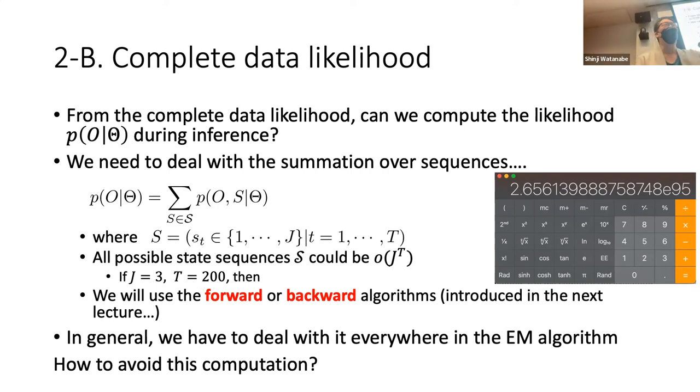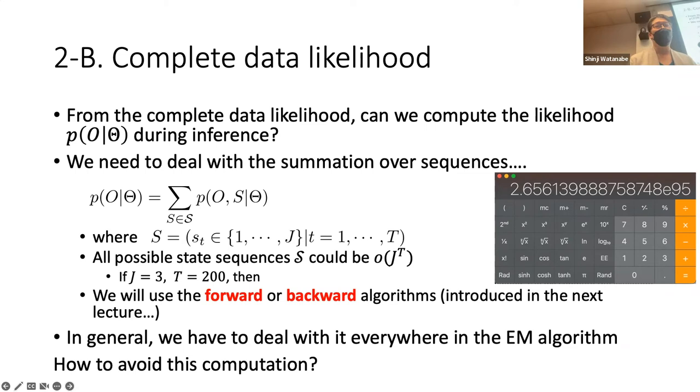We only have a three-state HMM, and with, let's say, 200 frames, it becomes too many variations. Unless we can make a quantum computer available, it is probably very difficult to solve this. I'm not sure a quantum computer can even handle this kind of problem. So we have to deal with the summation over the sequence, and we will use the forward and backward algorithm in the next lecture. For now I'm skipping how to solve it, but I just want to mention that the forward-backward algorithm is a way to avoid enumerating all possible sequences.